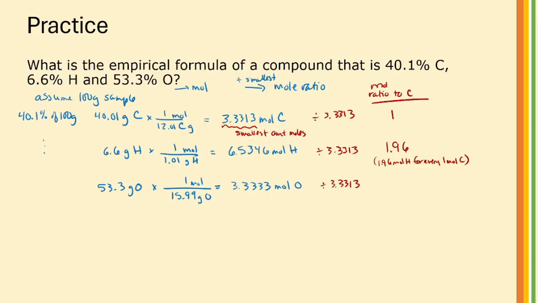And this one, 3.3333 divided by 3.3313, is going to be very close to 1, in fact it's 1.000, or maybe 1.001. But it's pretty darn close to 1. That's saying 1 mole of oxygen per 1 mole of carbon. So I can see that there's 1 carbon for every carbon.